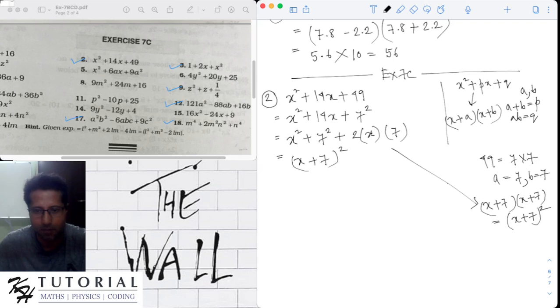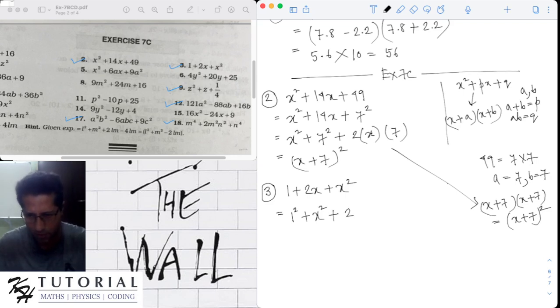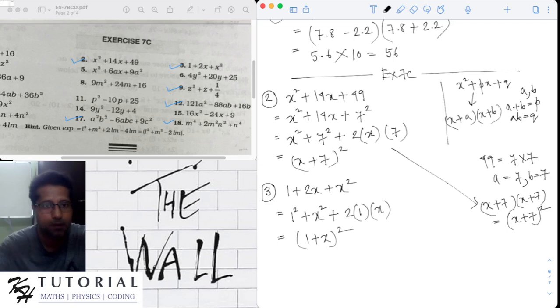Okay, let's do 3. It is 1 plus 2x plus x square. I can clearly see this is equal to 1 square plus x square. We have a square plus b square, and I can clearly see 2x as 2 into 1 into x. So this is the form of a square plus b square plus twice ab. So I can say this is equal to a plus b whole square, that is 1 plus x whole square.